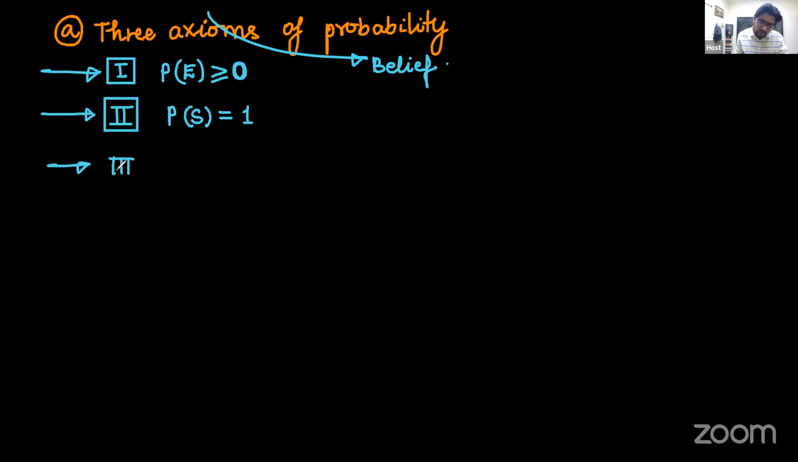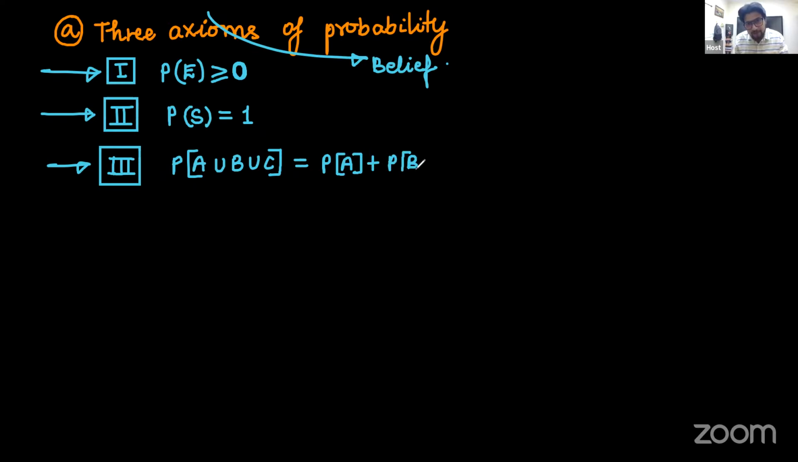While these two axioms are still easy to digest, the third axiom is a little inconvenient to digest. If there are 2 or 3 or 4 or 5 or 6 mutually exclusive events defined on the sample space, then the probability of their union will be simply the sum of their individual probabilities.